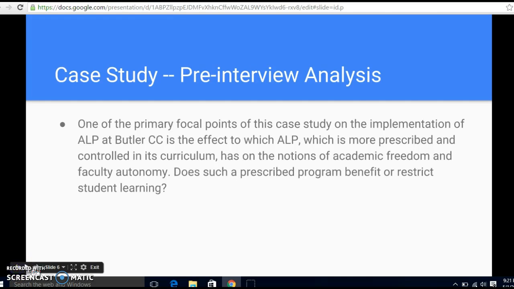Going into the case study, one of the primary focal points was not just on the implementation of the ALP at Butler, but the effect that ALP, which has a more prescribed and controlled curriculum, has on the notions of academic freedom and faculty autonomy. Does such a prescribed program benefit or restrict student learning?